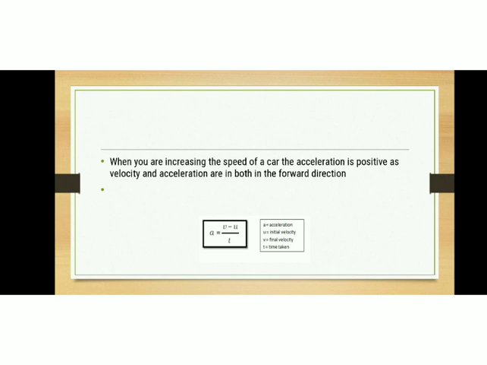We had already studied one expression for acceleration. It was change in velocity by time. So this expression can also be regarded as the equation to find out acceleration, that is v minus u by t, where v is the final velocity, u is the initial velocity, and v minus u means final velocity minus initial velocity, that is change in velocity. So acceleration a is equal to change in velocity by time t. So if v, u and time are given, we can easily find out acceleration.